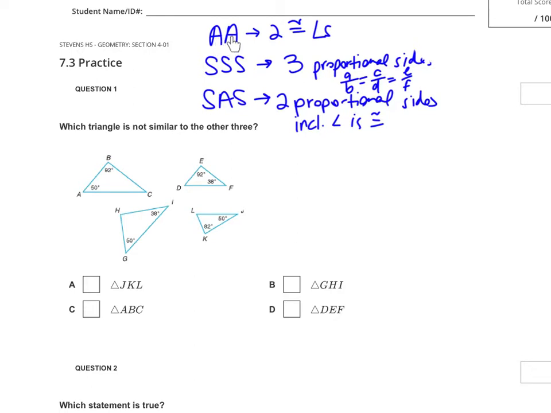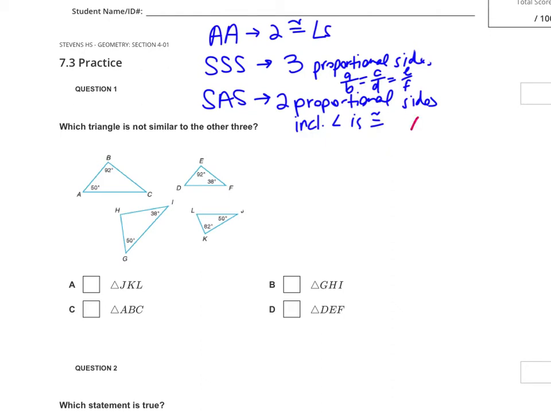So with angle-angle similarity, you have to have two congruent angles in between your two triangles. So if you have two triangles, each one has a congruent angle or two congruent angles with the other, then the triangles themselves are similar. With side-side-side similarity, your side lengths are going to be proportional in between the triangles. So you need to have three pairs of proportional side lengths. With side-angle-side similarity, again, that's two proportional sides, and the included angle is congruent.